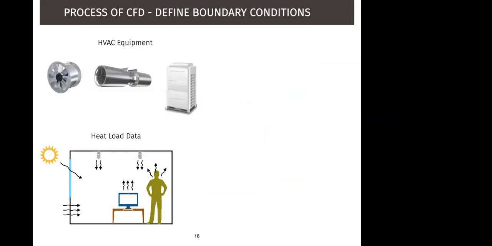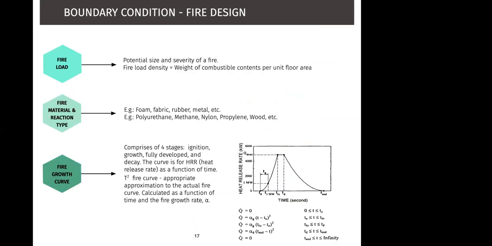The third boundary condition that can be considered is fire design. Now, for a fire simulation, we would want to consider a proper fire design. And by that, I mean that we want to consider a proper fire load, which is as per the consideration for the system, the fire growth curve and the fire material and reaction time. So the fire load is the potential size and severity of fire, and it is defined as the weight of combustible contents per unit floor area.